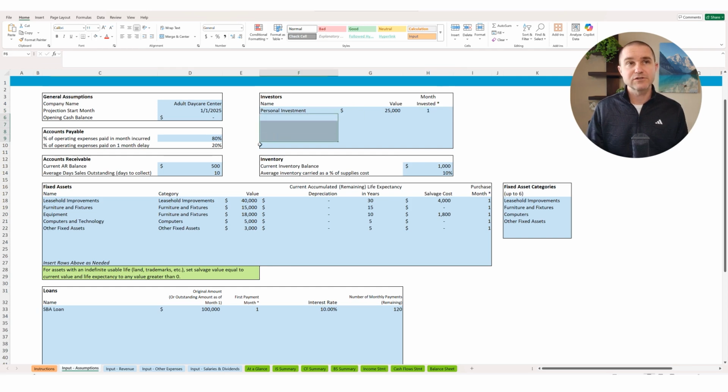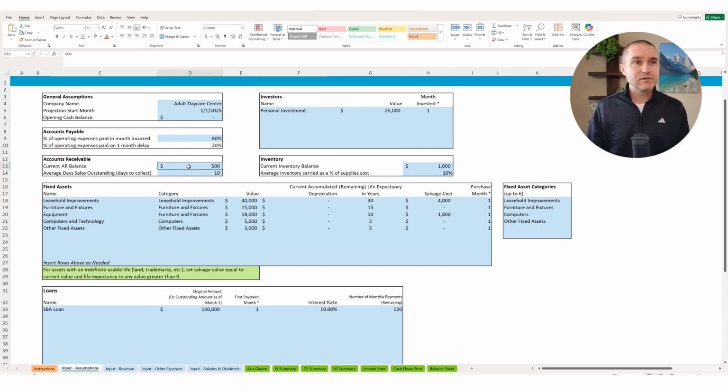Now you can add additional investors here as well. On the accounts payable side, this means we're going to pay 80% of our bills in the month that the expense is incurred and 20% on a 1-month delay. And so the idea here is that maybe some of your expenses you put on a credit card and you have a month to pay them. So you actually incur the expense in the month that you swipe your credit card, right? But then you don't actually have to pay, so the cash doesn't come out of your checking account until maybe a month later because you're paying the credit card later, right?